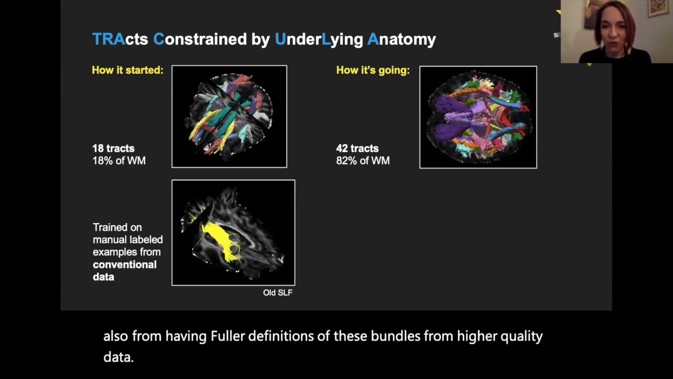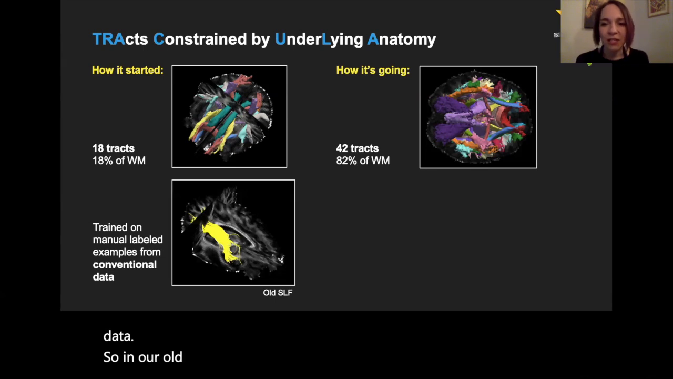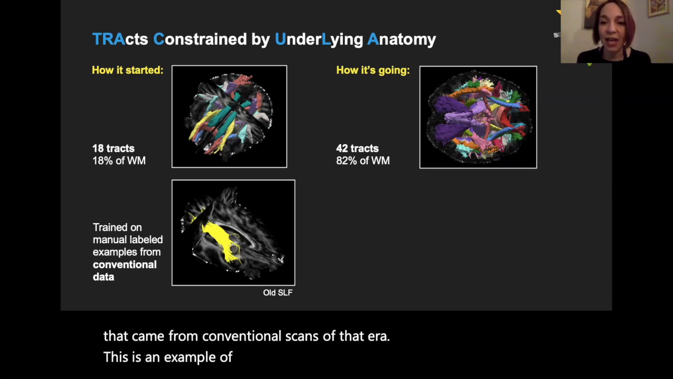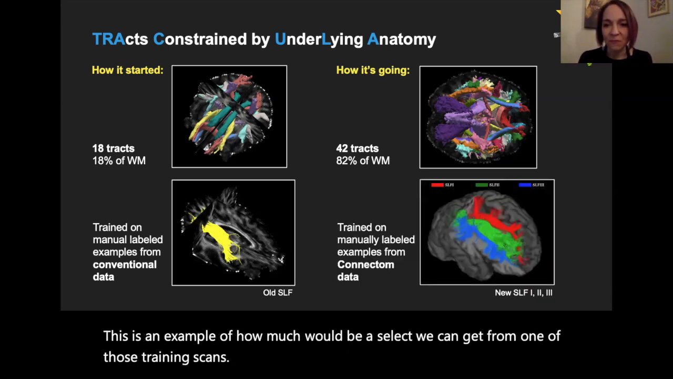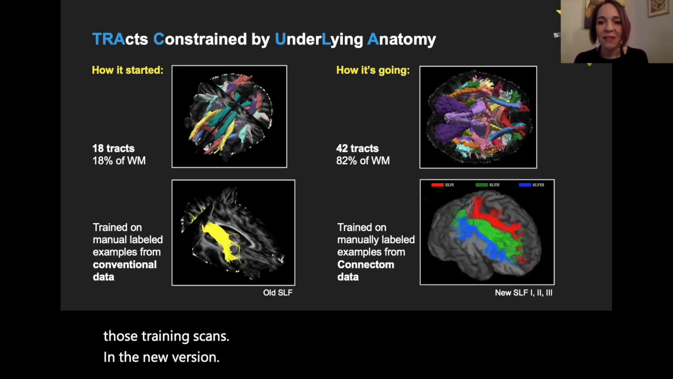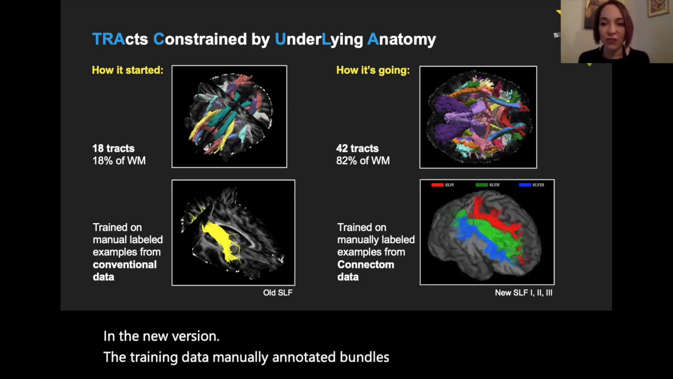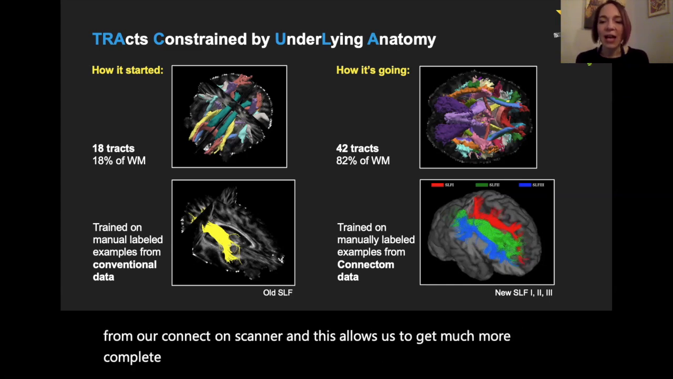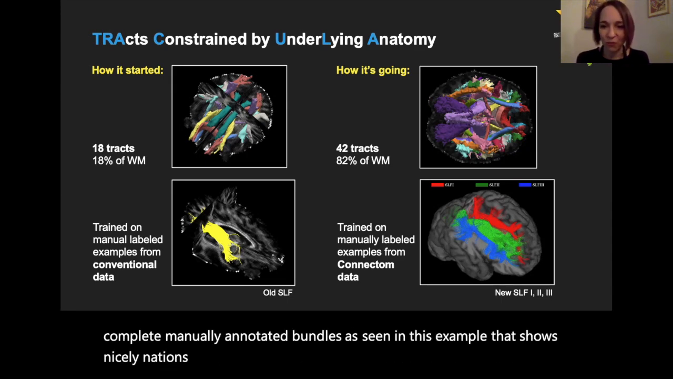So in our old version, our training data were manually annotated bundles that came from conventional scans of that era. This is an example of how much of the SLF we could get from one of those training scans. In the new version, the training data are manually annotated bundles from the MGH HCP data from our Connectome scanner. And this allows us to get much more complete manually annotated bundles, as seen in this example that shows nice delineations of the SLF 1, 2, and 3.